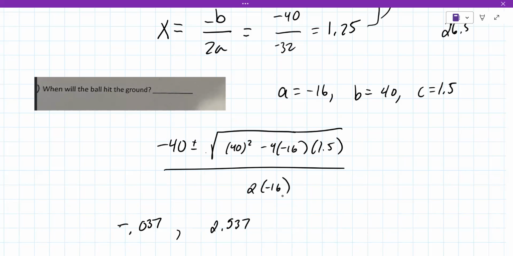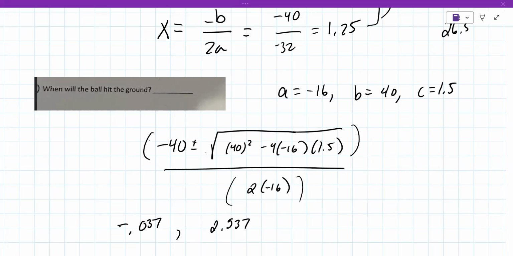Wait, why is this minus? It's probably just a sign thing. Oh, I know why, because it's not over my 1600. Why isn't the 32 over my 1600? Okay. So then I'm still not getting that. Okay. You got the first one right.